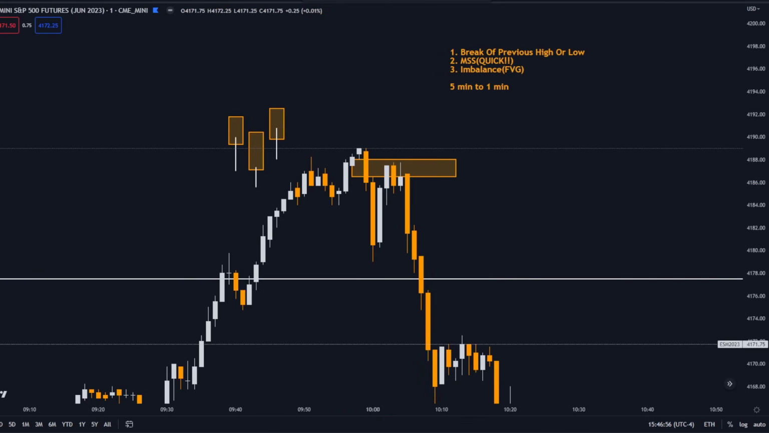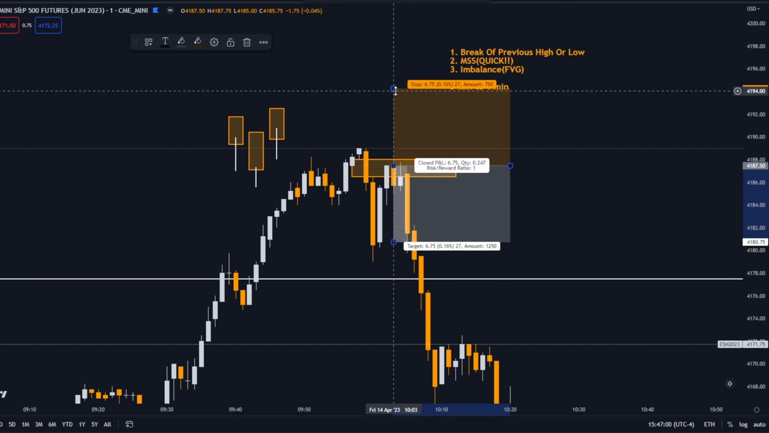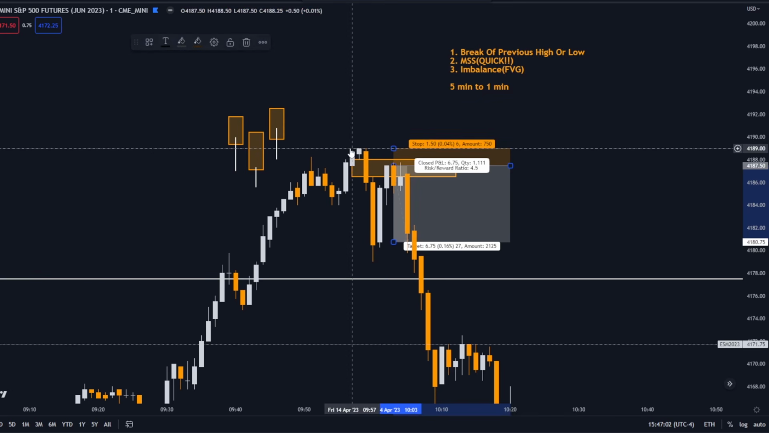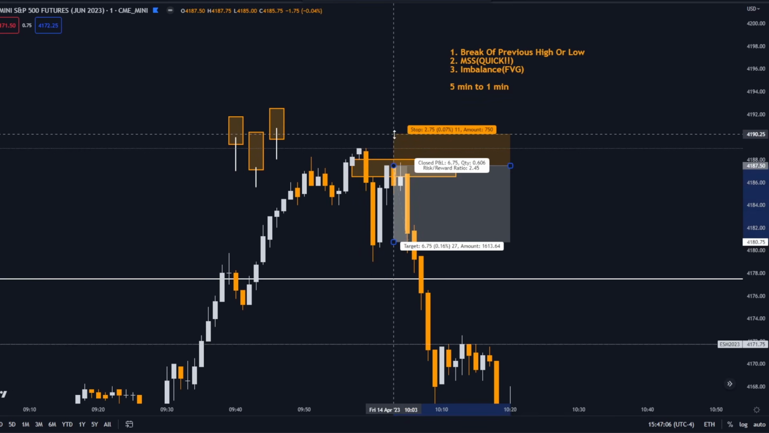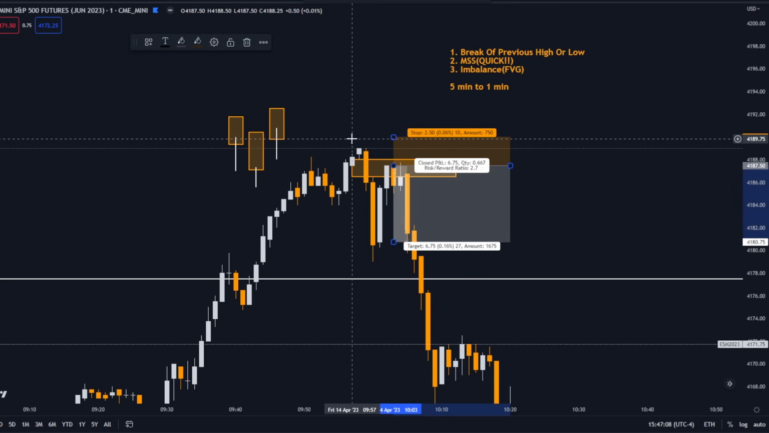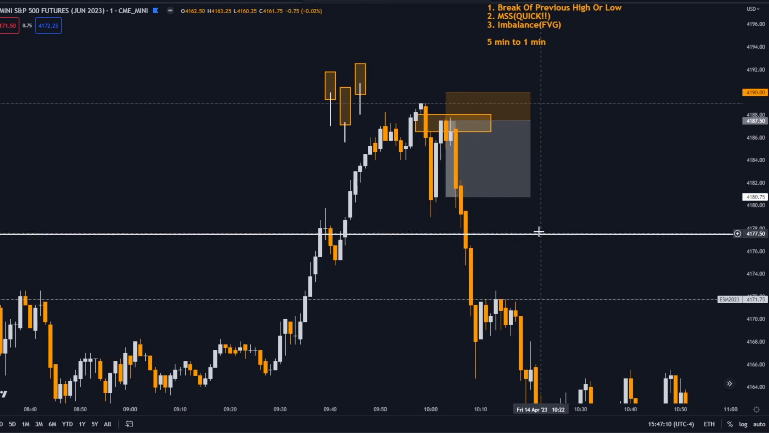That's the strat. You see? Enter on the fair value gap. Stop loss above the swing high. I recommend 1 handle above. And your target is liquidity.